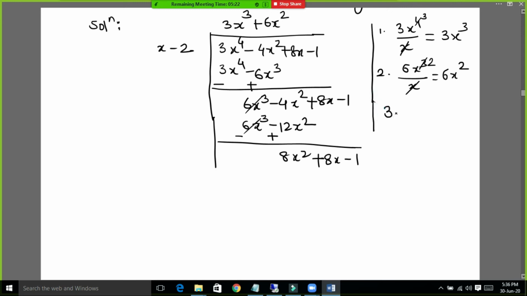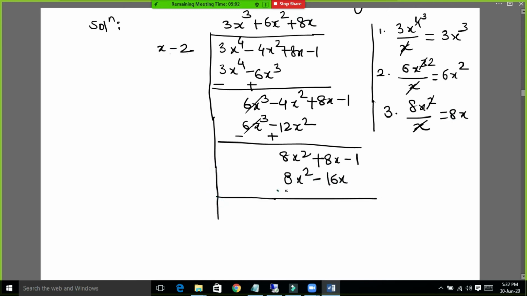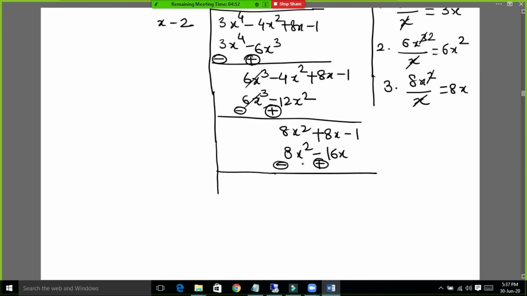So in the next step, divide 8x square by x. So x and x get cancelled, we get 8x. Now multiply 8x with x minus 2, 8x square minus 16x. Change the sign, this is minus, this is plus. You can also make a circle like this, so that we can concentrate on the change of sign. So this 8x square minus 8x square cancel, plus 8x plus 16x, that is 24x, minus 1 comes down.